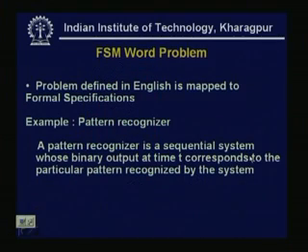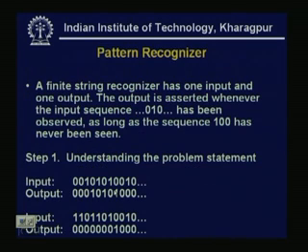So, we define a pattern recognizer as a sequential system whose binary output at time t corresponds to the particular pattern predefined and recognized by the system. Now, a finite string recognizer has one input and one output. The output is asserted whenever the input sequence, say 0 1 0, has been observed.